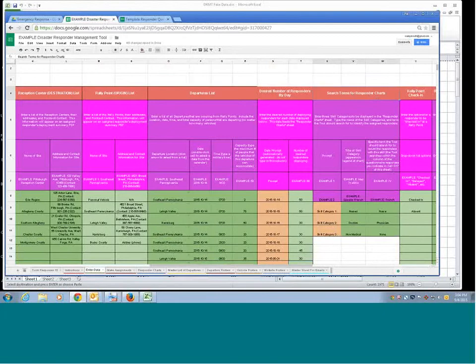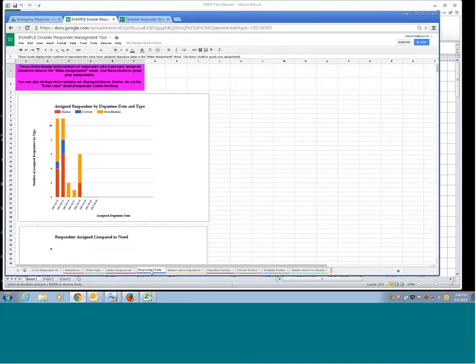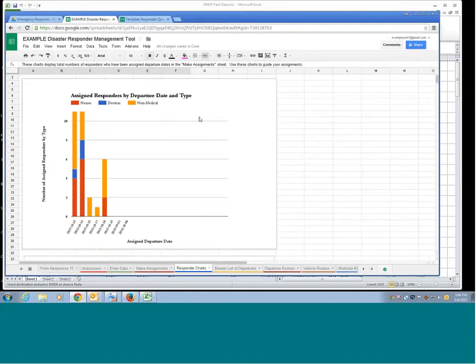For responder charts, this is referring to the graphs here, where you can see in this blue sheet at the bottom, graphs that tell you how many responders of a certain type are deploying on a given day. So if I zoom in here, you can see assigned responders by departure date and type.